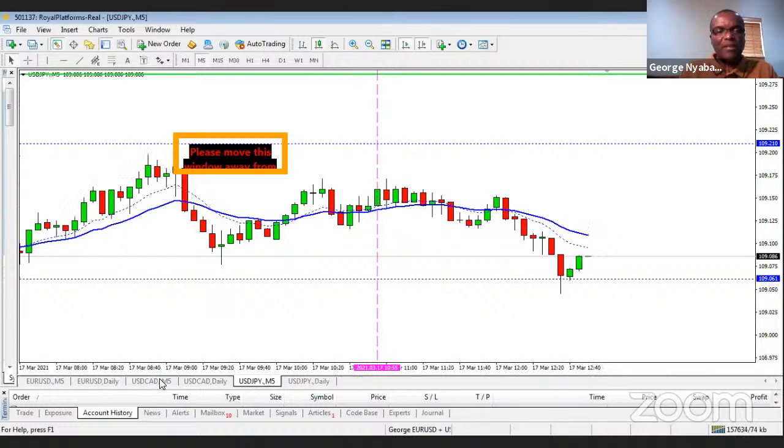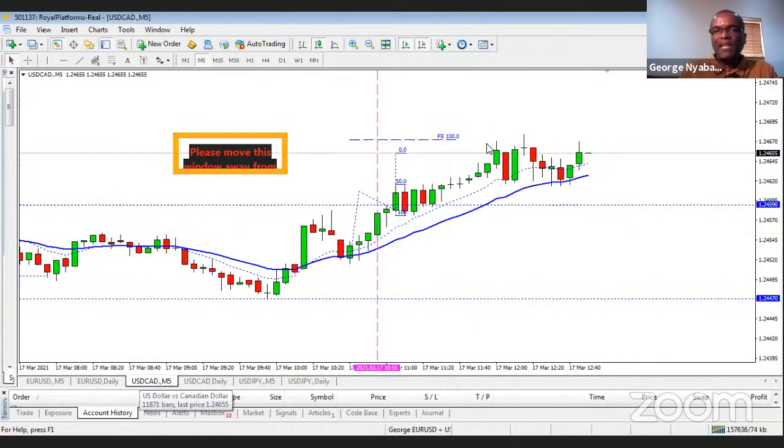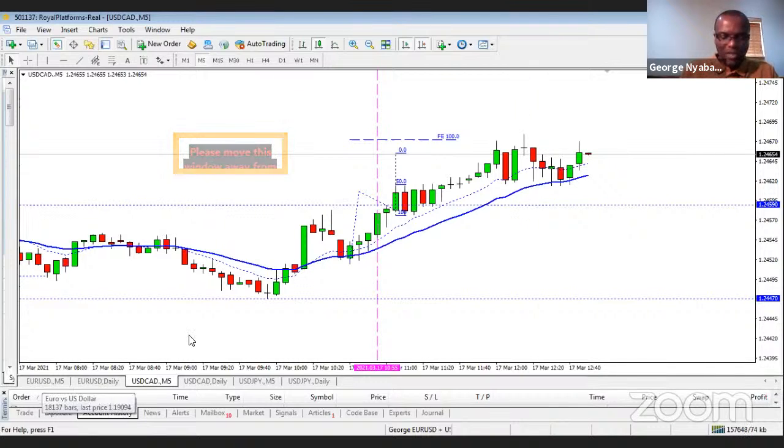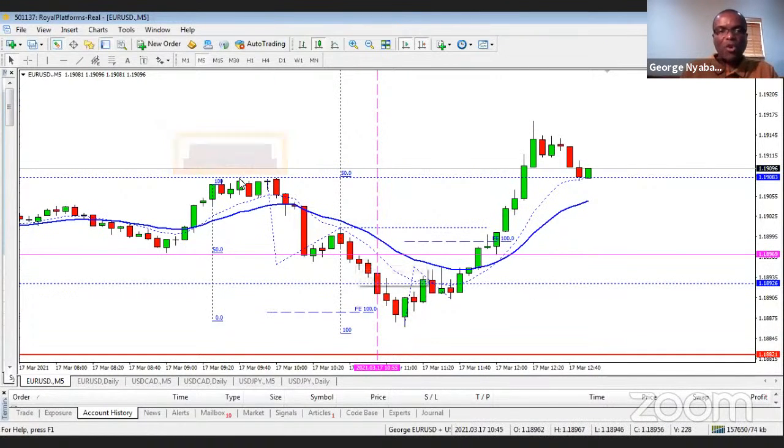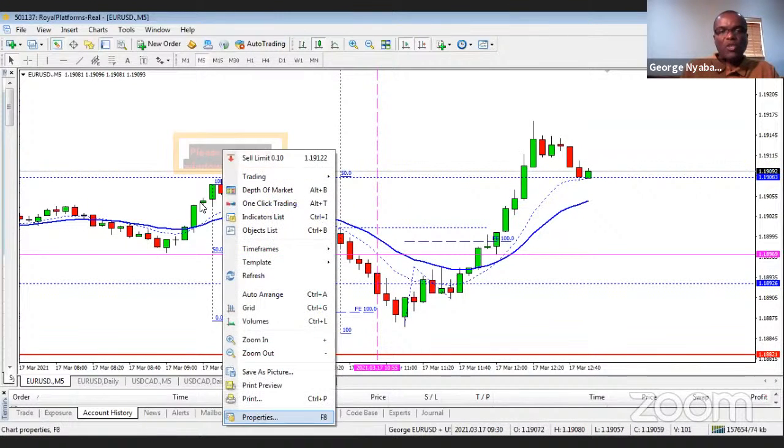Nothing else setting up there. CAD is just going sideways, nothing else setting up there. So what I want to do at the moment now is just go to the 10th of March and quickly show you.